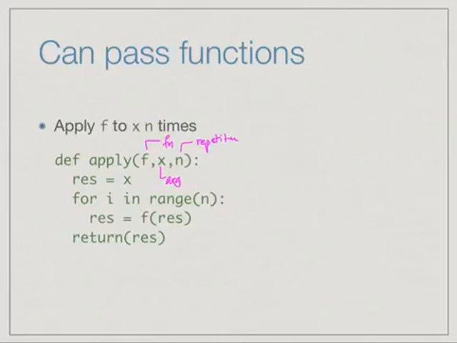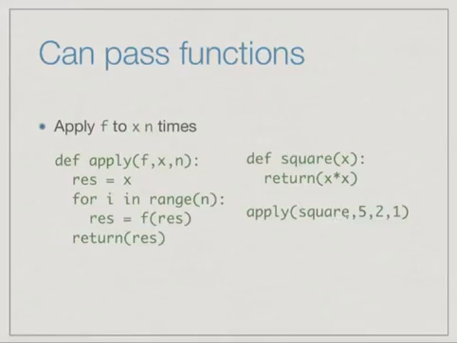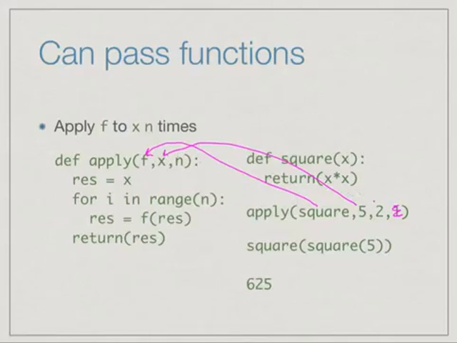So let's look at a concrete example. Supposing we have defined a function square of x, which returns x times x. And now we can say apply square to the value 5 twice. So what this means is apply square of 5 and then square of that. So do square twice. And therefore you get 5 squared 25, 25 squared 625. So what is happening here is that square is being assigned to f, 5 is being assigned to x, and 2 is being assigned to n. So this is exactly as we said before, like saying f is equal to square.